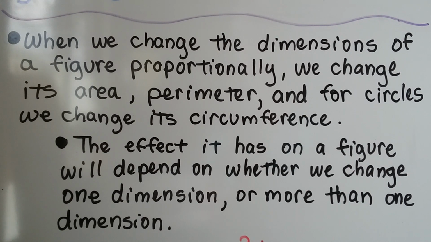When we change the dimensions of a figure proportionally, we change its area, perimeter, and for circles we change its circumference. The effect it has on a figure will depend on whether we change one dimension or more than one dimension.